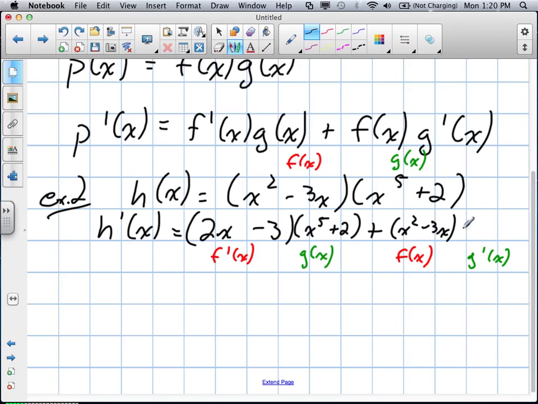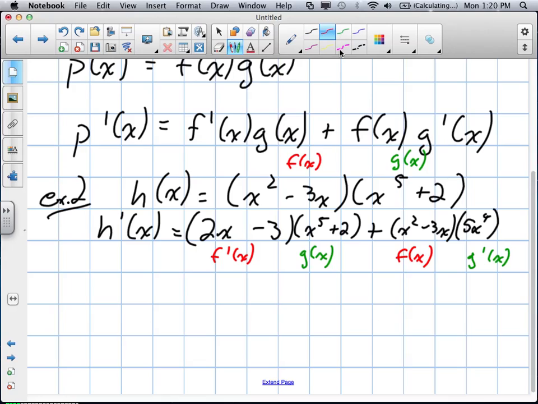And what's inside those brackets? Well, the derivative of this becomes 5. Remember, our exponent comes down, becomes our coefficient, x to the power of 4. And because this is a constant term, it's just 0. So that would be the derivative of that. Okay. So what we're going to do here is distribute a bit and collect my like terms.